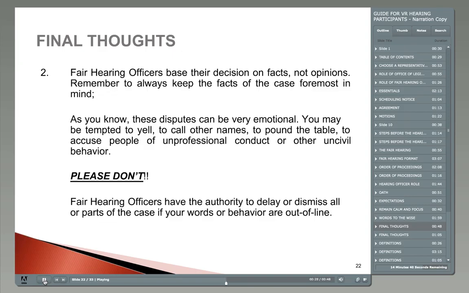Fair hearing officers have the authority to delay or dismiss all or parts of a case if they're seeing that words or behavior are out of line. So it's important that you stay calm and stay focused. Remember that calm and that focus is going to be really your best bet towards establishing your case.